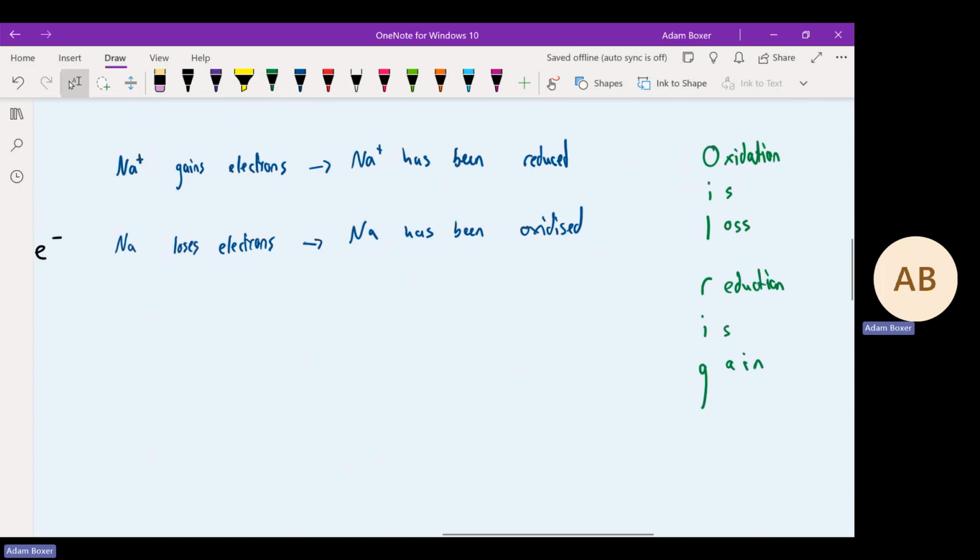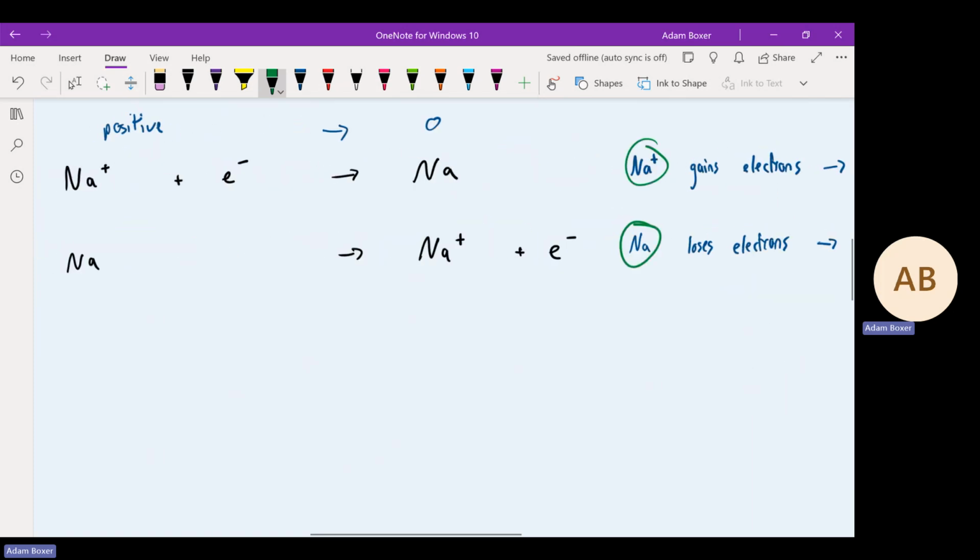It's also really important to note that I've said Na plus and Na, because we always talk about the thing that we're starting with. In this case, it's the Na plus, and here it's the Na. Don't confuse yourself. Don't write Na has gained electrons if it's Na plus gaining electrons, and don't say that Na plus is losing electrons if it's Na that's losing electrons. Often students get confused. You just have to make really clear that you're talking about the thing on the left, your reactant.